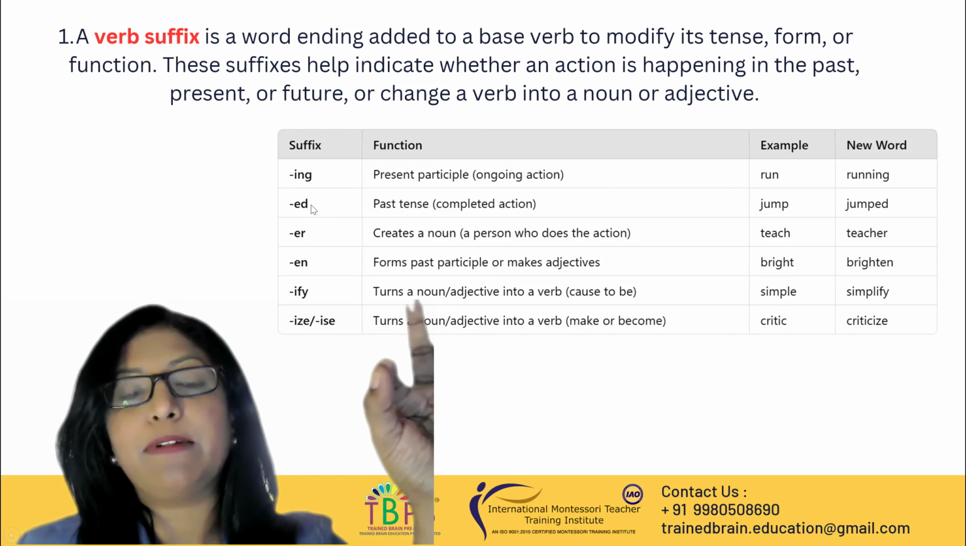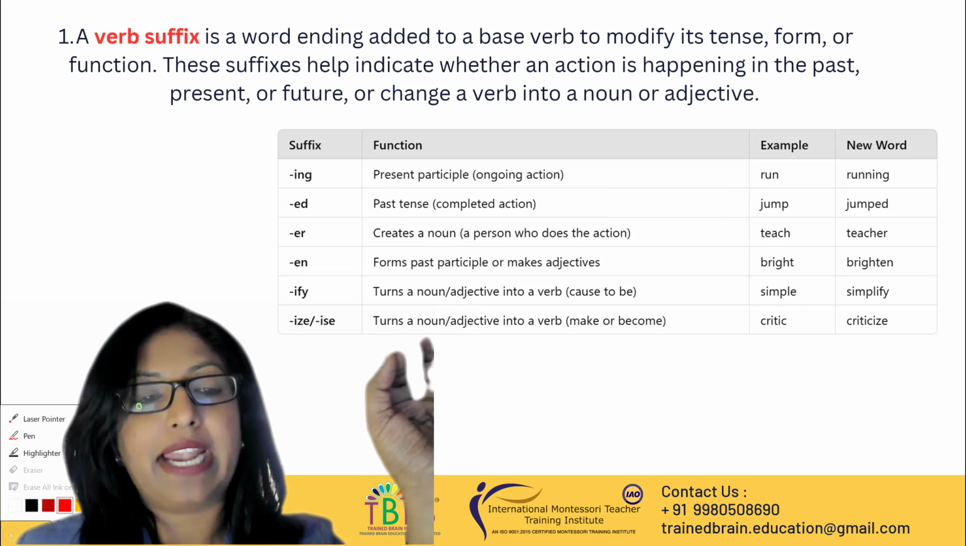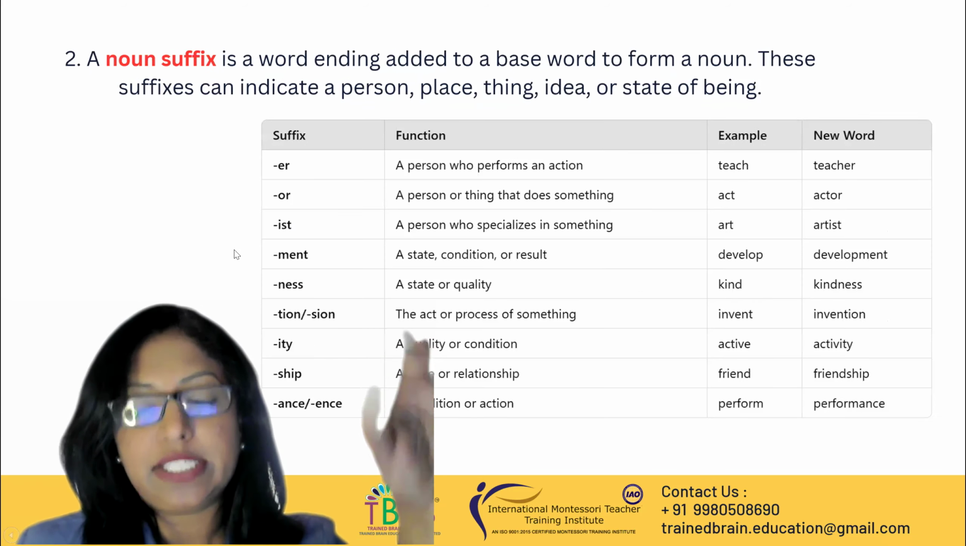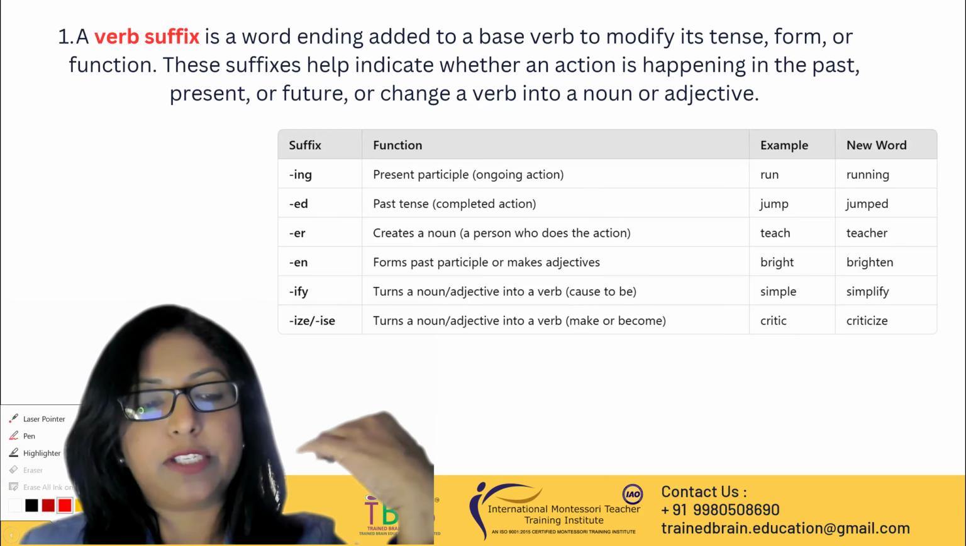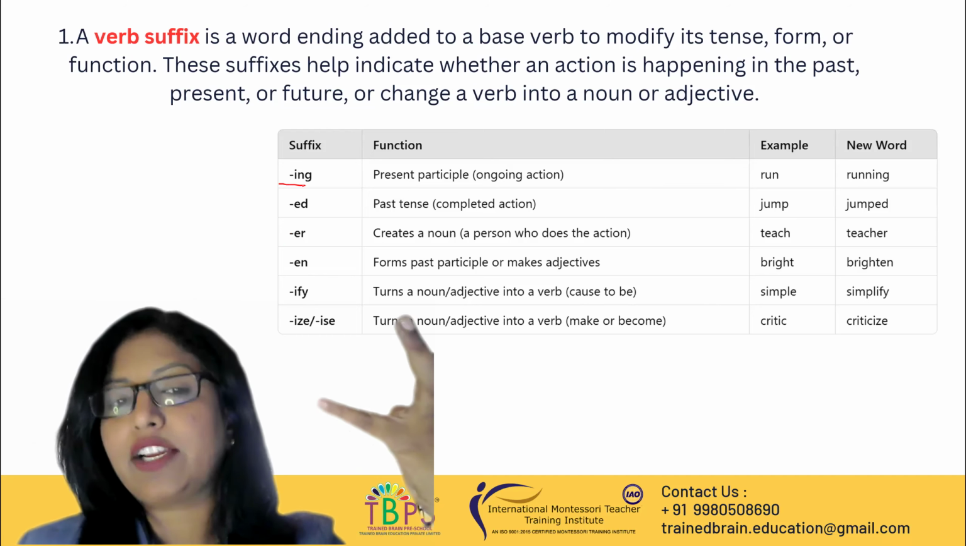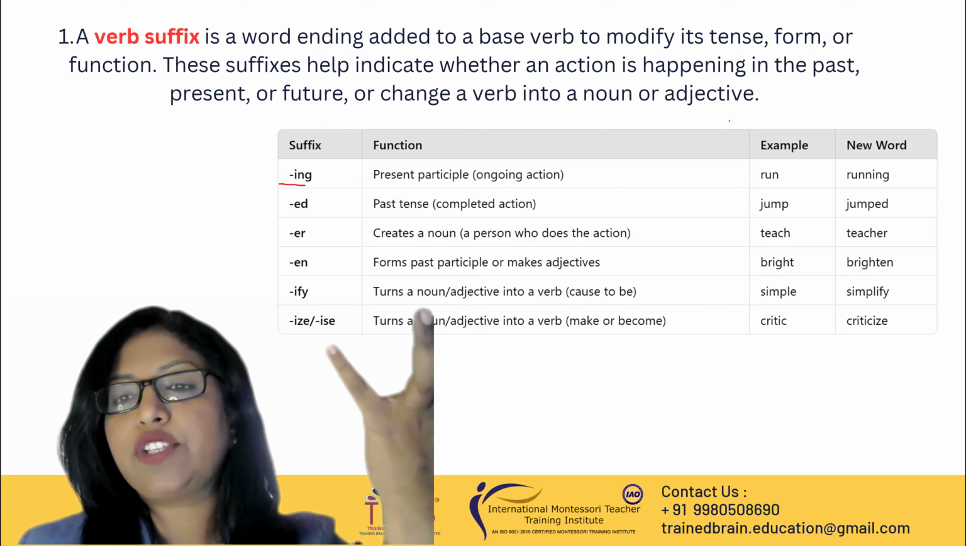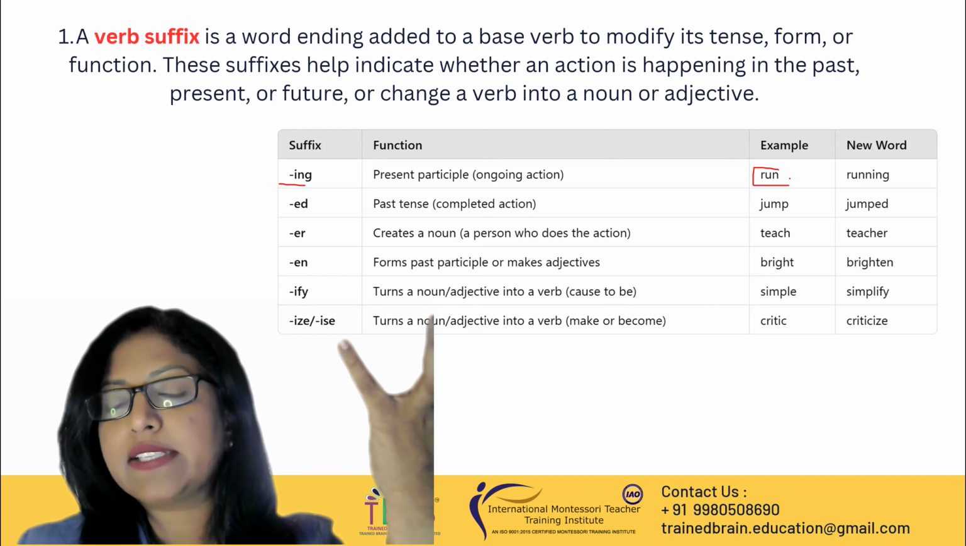Now, a few examples. Suppose I'm adding an ing. If I'm adding an ing, what is the first thing that I'm going to be adding? It's an ongoing action. Correct? Now just take your root word. The root word is run. If I add an ing to it, running, is it anywhere related to my tenses? Yes, it is happening in the present tense. Correct? You're able to understand?